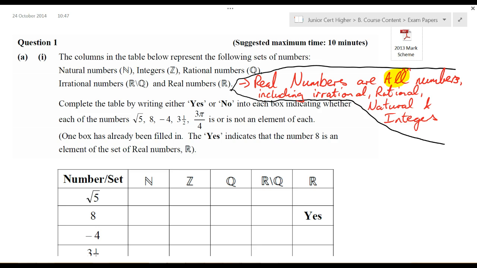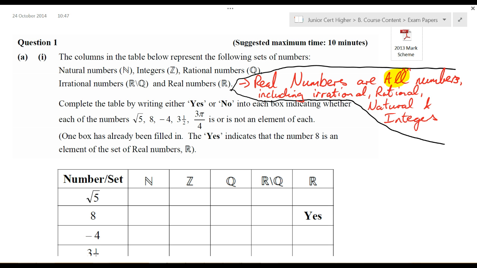This was the question you had last night for homework. The columns in the table below represent the following sets of numbers: natural numbers N, integers Z, rational numbers Q, irrational numbers R \ Q, and real numbers R. And I've just put a note for you last night that real numbers are all numbers, including irrational, rational, natural and integers. So every number that you can think of is a real number.